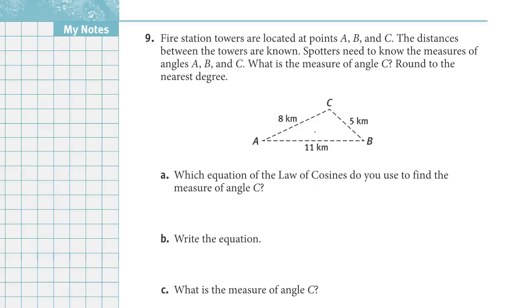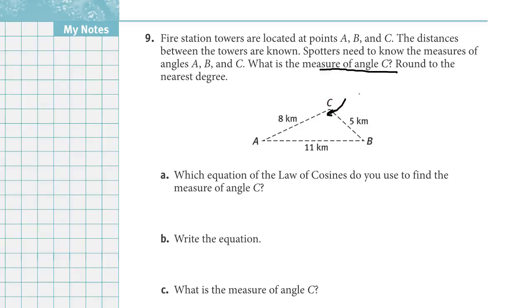Fire station towers are located at points A, B, and C, and the distances between the towers are known. I noticed that they're 8 kilometers, 5, and 11 kilometers. Spotters in the towers don't know the measures of the angles between the towers. What we're specifically asked in question 9 is, what is the measure of angle C? How many degrees is that angle?